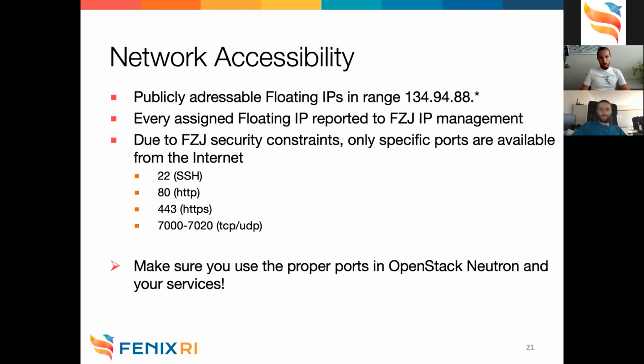We have to report every floating IP that you allocate to our IP management. Due to security constraints, you are only allowed to use specific ports for your VMs. In fact, you can use every port you want, of course, but not all ports are available from the outside. So if you want to provide a web service to the whole world, you have to pick one of those specific ports. And of course, SSH, because whenever you spawn a VM, usually you go there at the beginning at least via SSH.